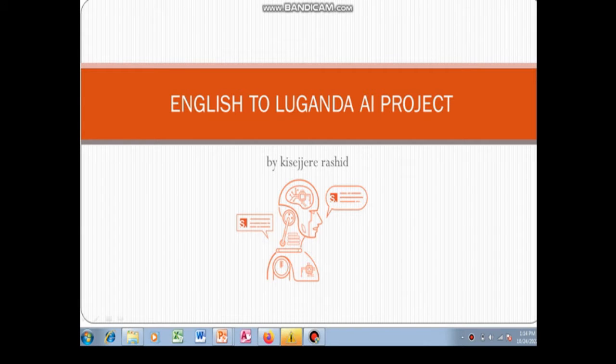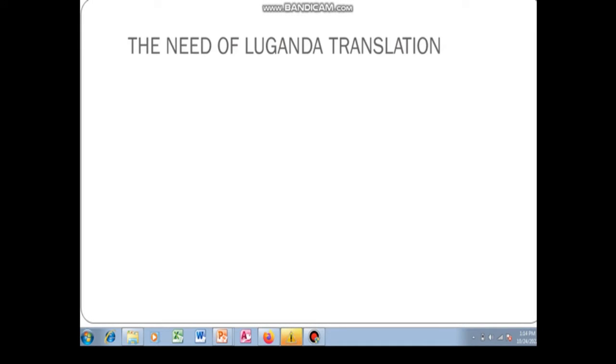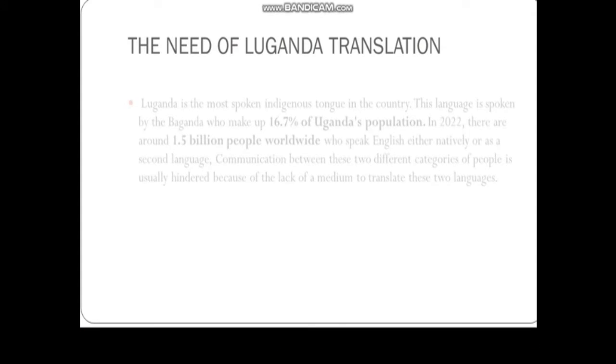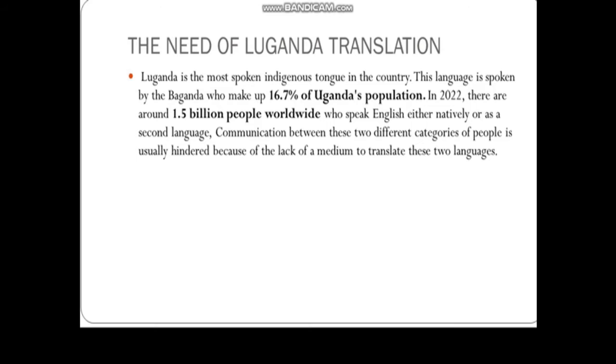My name is Sajia Rashid and my AI project was about English to Luganda translation. So, what's the need of Luganda translation? Luganda is the most spoken indigenous tongue in Uganda. This language is spoken by the Baganda, who make up 16.7% of Uganda's population.